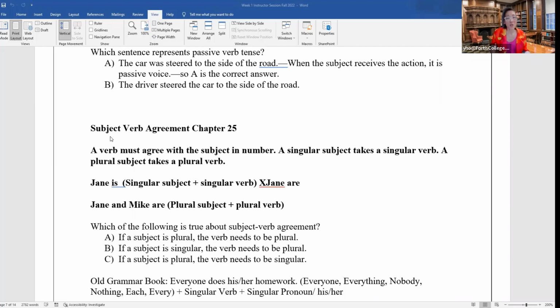And so a verb must agree with the subject in number. A singular subject takes a singular verb. A plural subject takes a plural verb. That's the general rule. And so singular subject, Jane, is. So a singular subject takes a singular verb. Then Jane and Mike, that's a plural subject. Then we take a plural verb, are. So we don't say Jane and Mike is, and we don't say Jane are. Okay, so that's wrong.